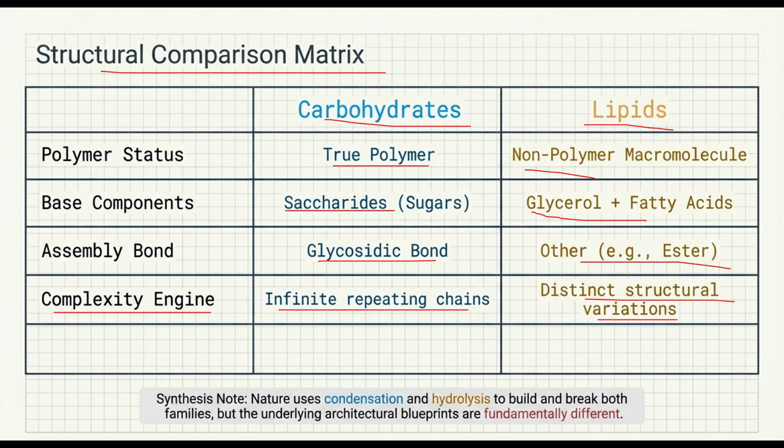So carbohydrates are true polymers built from repeating sugar monomers and connected by glycosidic bonds. But lipids, on the other hand, are formed from glycerol and fatty acids and use a different type of bond, such as ester bonds. Even though both use condensation and hydrolysis reactions, their structural organization is fundamentally different. So they use condensation and hydrolysis, but their architectural blueprints are fundamentally different.